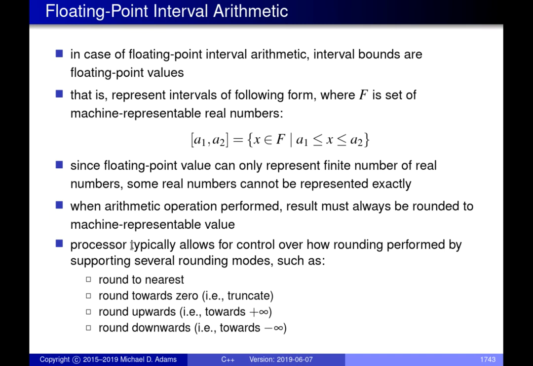Any modern processor allows for control over the rounding mode. So when you're performing floating point operations, you can, for example, say I want to round the result that's computed to the nearest machine representable value, or I round towards 0, or I round upwards, or I round downwards. Rounding towards 0 is just throwing away the fractional part, which is basically truncating the number. Rounding upwards, towards positive infinity, would be like taking the ceiling of the result. Rounding downwards, towards negative infinity, would be like taking the floor of the result. And you typically have special instructions on the processor where you can change the rounding mode that's used.